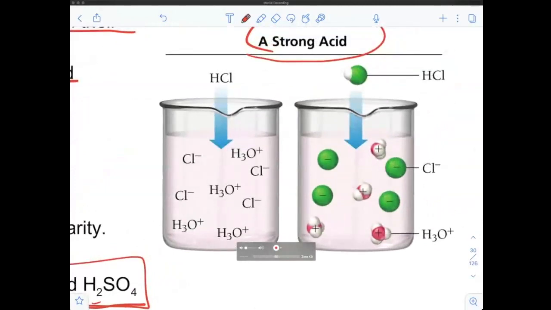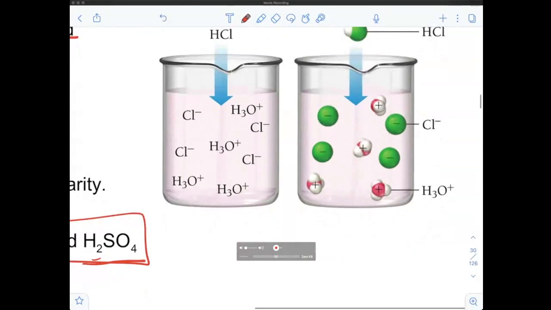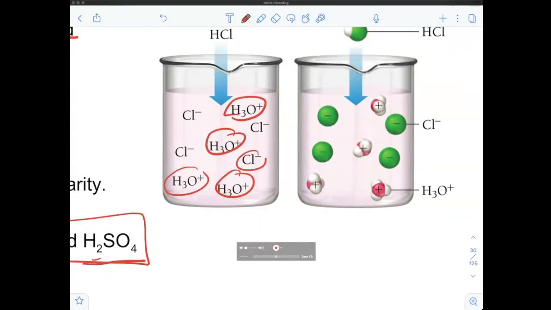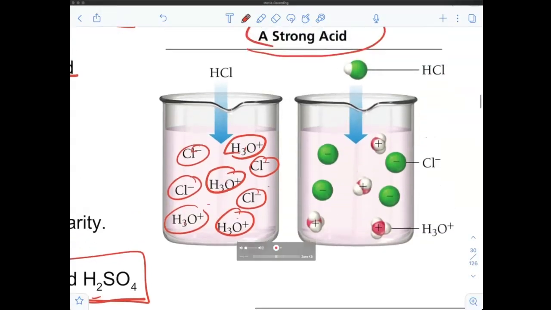Strong acids, you have complete separation. Now here they chose to combine the hydrogen and the water, that's fine. Hydronium ion is completely separated from the chloride ion. And we have four particles, right? So four of the hydronium ions, four of the chloride ions. Same here in the picture form. These are the chloride ions right here in green, and the hydronium ions are the positive ones.